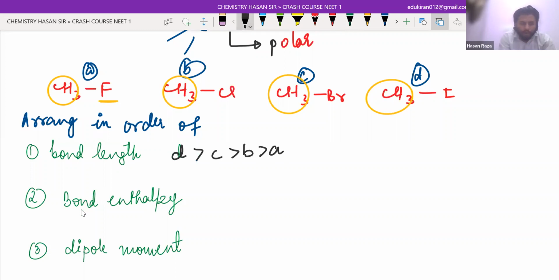Now, when you are going to talk about bond enthalpy, it's very simple. You know that bond enthalpy is inversely proportional to bond length.